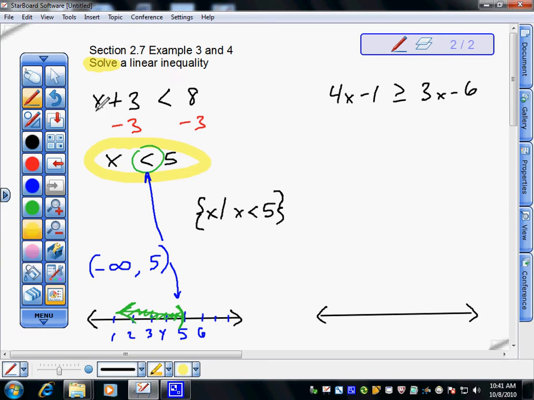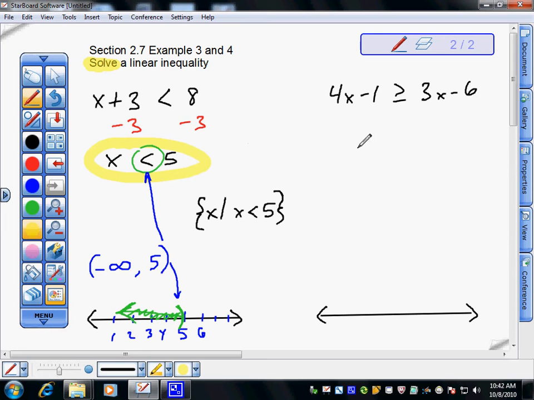If you plug in the number 6, 6 plus 3 is 9, which is not less than 8. It is not part of the solution set. If I plug in the number 4, 4 plus 3 is 7. Is 7 less than 8? Yes. How about 0? Well, 0 is less than 5. It should work also. 0 plus 3 is 3. Is 3 less than 8? Yes. The difference between inequalities and equalities is the fact that we get a solution set, a large group of them that will work.